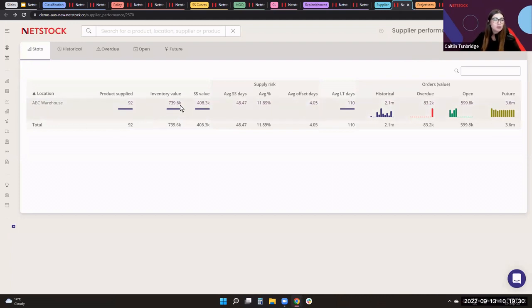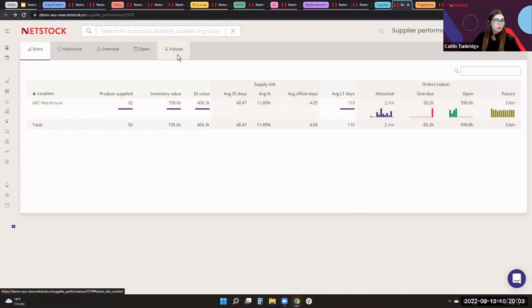You can see how much inventory we hold of those products in the warehouse, how much of that stock is purely there as safety stock, on average, how many days of safety stock we hold for the vendor, the average % of deviation that the vendor is from their stated lead times, the average offset days that we're adding to that lead time to cater for their late deliveries, the average lead time of the vendor, what we've purchased from them previously, what we've got from them that's overdue, what we've placed on order from them that's still on the way, as well as what we are going to recommend you order from that vendor.